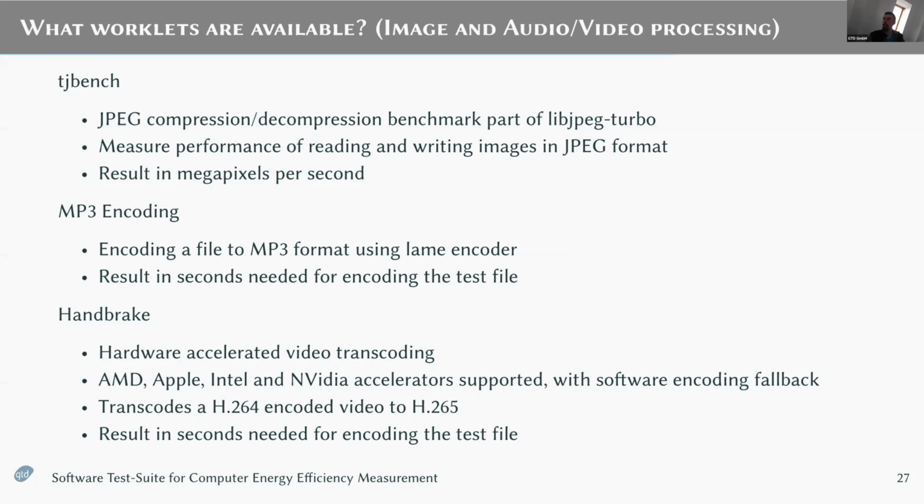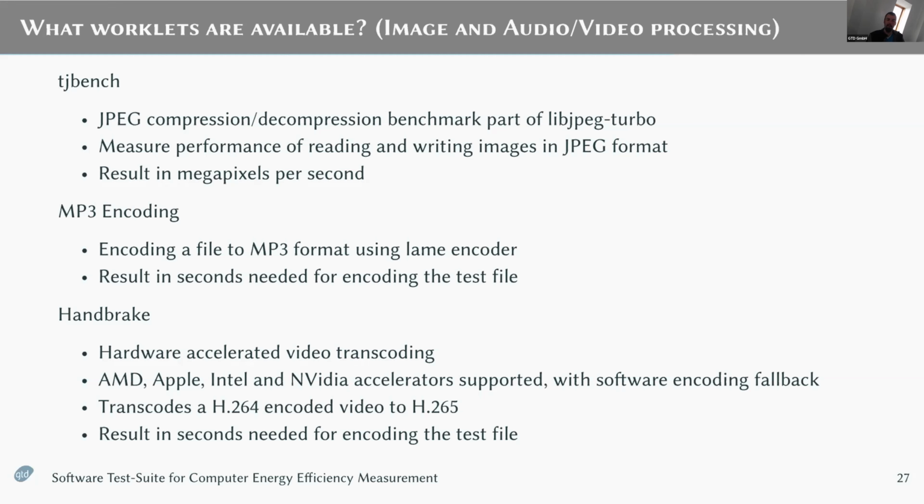For the video workload, we have Handbrake. That is using hardware acceleration if possible. So if you have an NVIDIA or AMD or Intel QuickSync capable computer, it will use that acceleration hardware to transcode an H.264 encoded video to H.265. Those are the two different video codecs in play here. Also, the result is measured in seconds for the encoding.